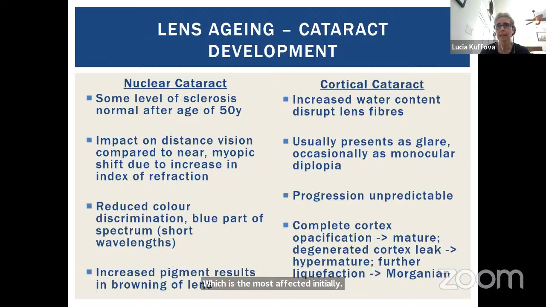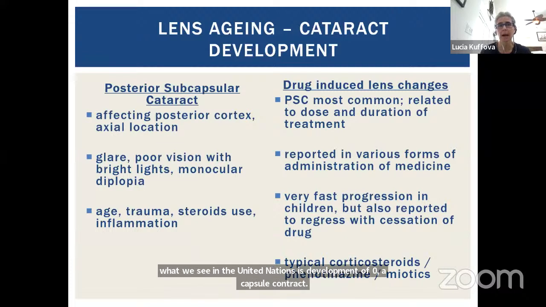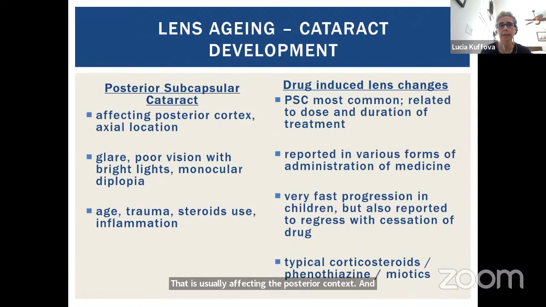The cortical cataract is usually a sequela of the misregulation of the amount of water coming and staying in the lens itself. It is less predictable and usually leads to complete cortex opacification and further liquefaction inside of the lens capsule, causing Morgagnian cataract. More typical, and what we see in uveitis patients, is development of posterior subcapsular cataract, which is usually affecting the posterior cortex and the axial position, and therefore the patients are much more symptomatic with glare, poor vision, and monocular diplopia.